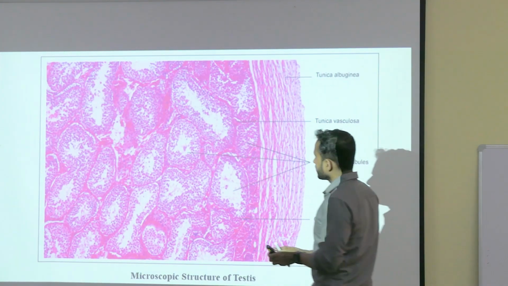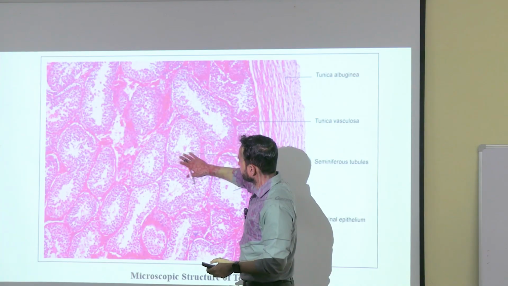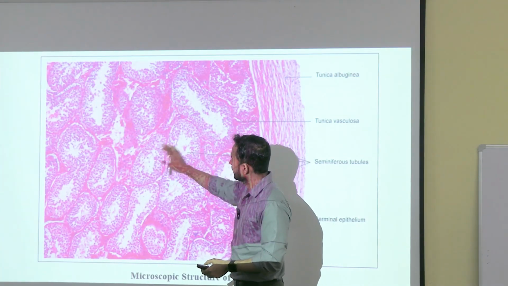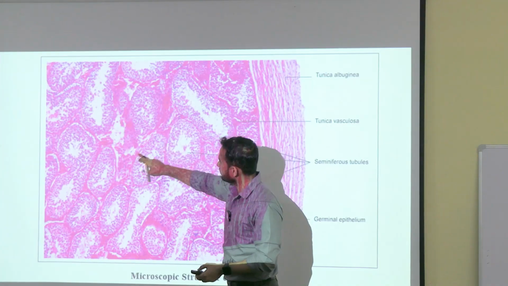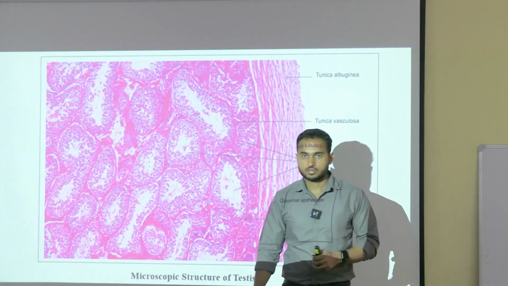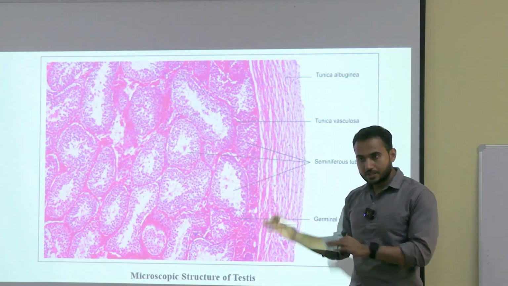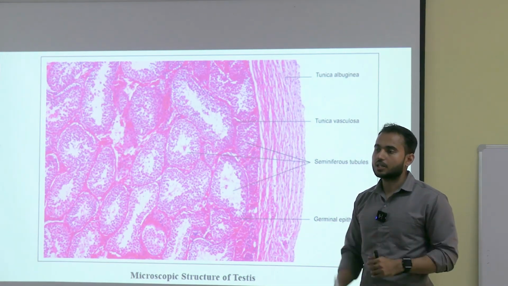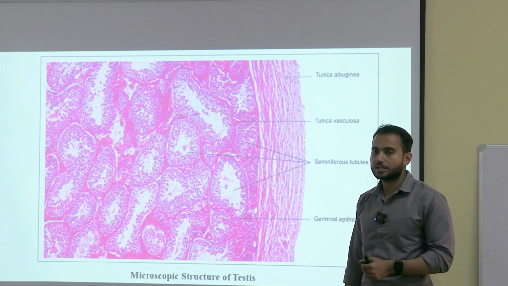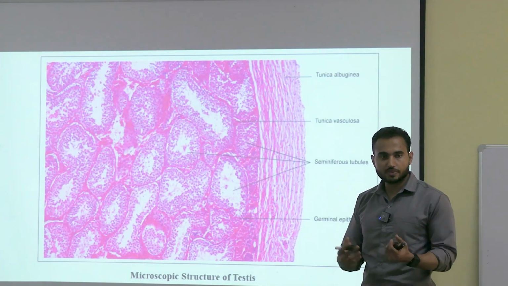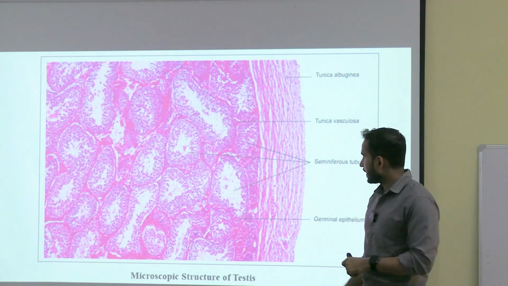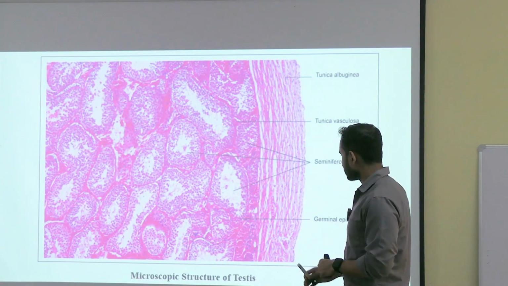Next, suppose this is one seminiferous tubule, this is another seminiferous tubule. In between these, I hope you can see some connective tissue present. In that particular connective tissue, the tunica vasculosa or the vascular coat will be present, where the blood vessels are present.